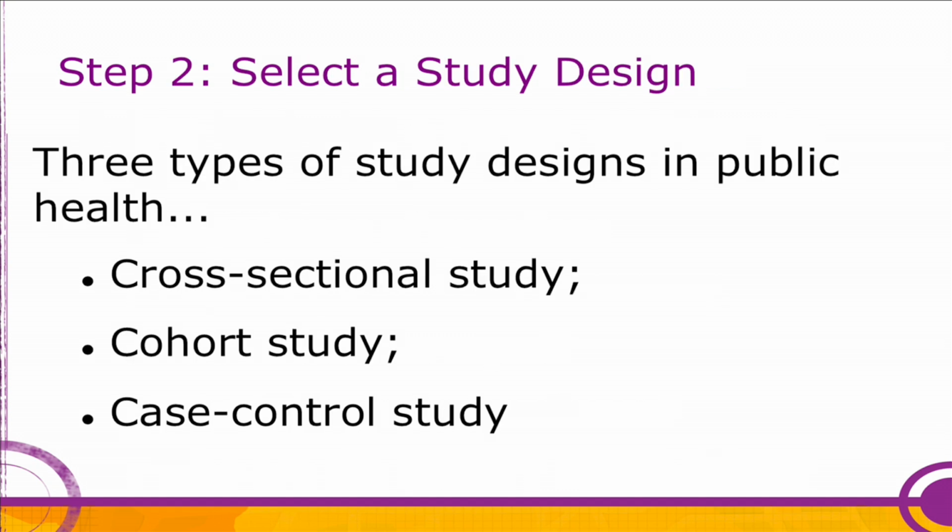Step 2, selecting a study design. Generally in public health, we use 3 types of study designs. Cross-sectional studies are conducted within a population at a single point in time. Cohort studies follow a certain population over a period of time. And case control studies divide a population into cases and controls to assess how different exposures might have different health outcomes within that population. Both cohort studies and case control studies are generally used to answer analytic questions.